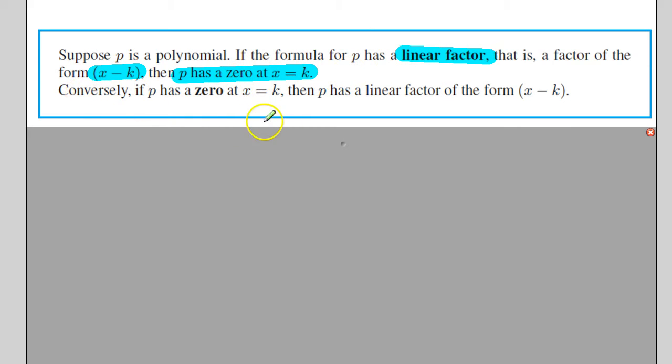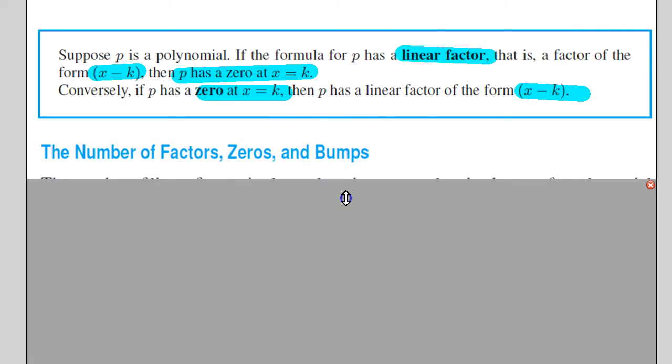Conversely, which means the other direction, if P has a 0 at x equals k, then it also has a linear factor of the form x minus k in the actual equation. So if we know the zeros of the polynomial, we can start building the polynomial equation using these linear factors.